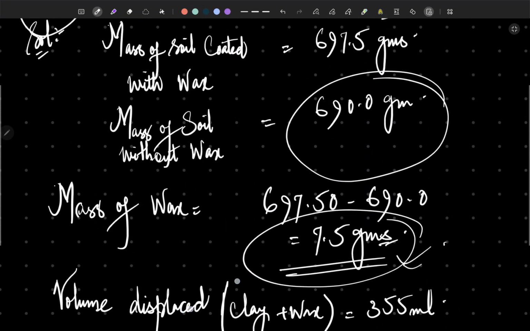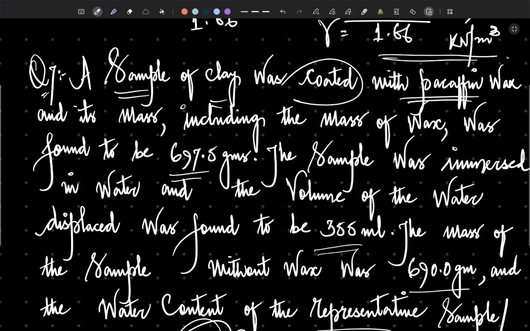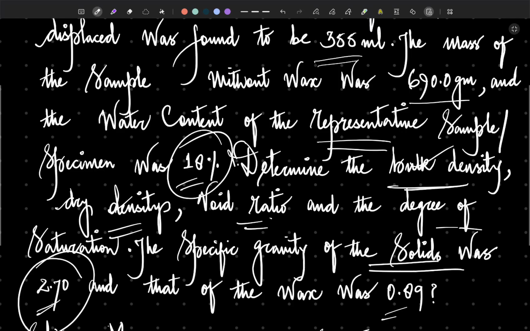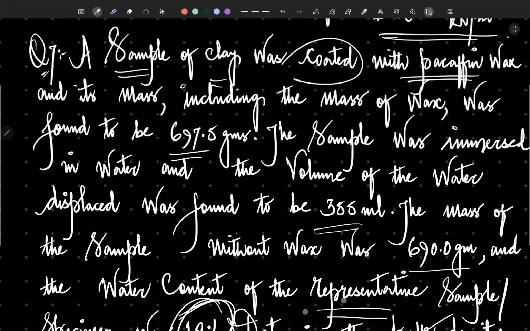So this was about the water displacement method by which we go on finding certain parameters like the bulk density, the dry density, the void ratio, and subsequently the degree of saturation. But the point which we must know beforehand is the water content of that soil sample. And we make use of a coating agent. Here we use paraffin wax so that while immersing it in water in this water displacement method, it won't disintegrate. So that's how it works out.